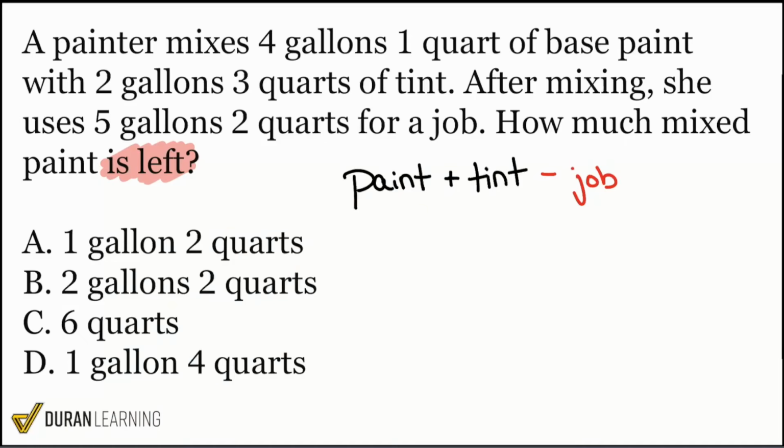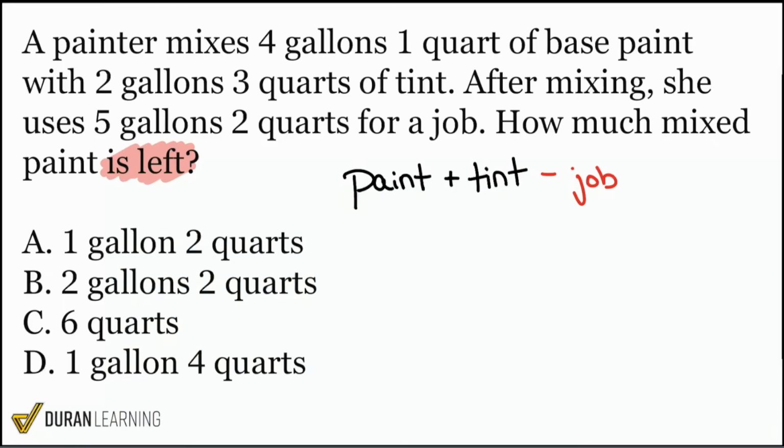And there we are. So everyone, with that said, is it understandable that, again, before we get into the unit conversions, this is a pretty straightforward question. We're going to add the paint and the tint together because that's going to give us the mixture. And then from there, we just subtract how much we used for the job.